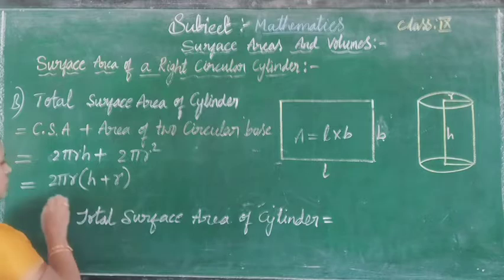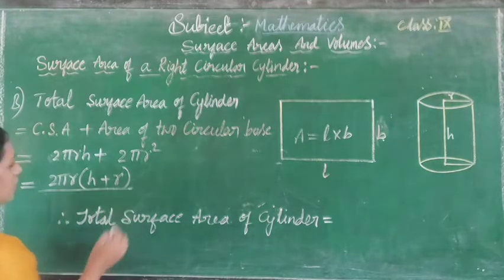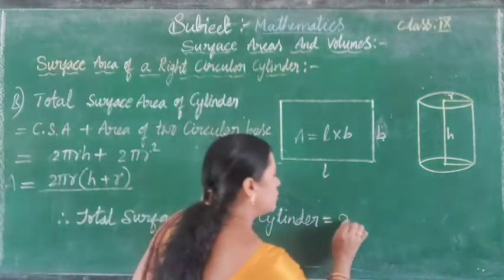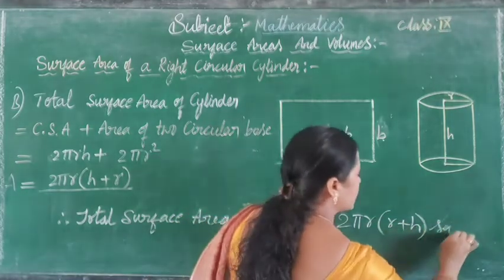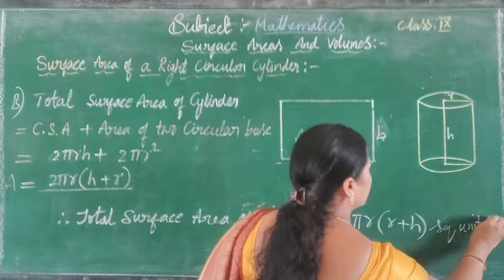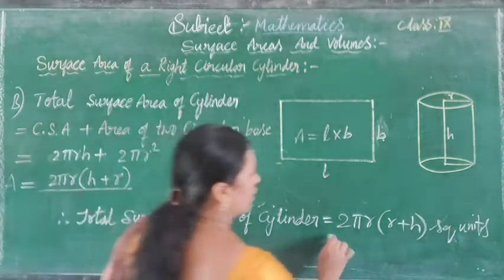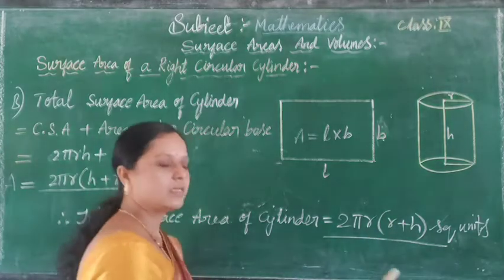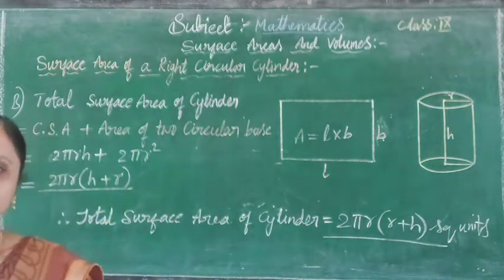Here h is there. So what is the total surface area of the cylinder? The total surface area of the cylinder is 2 pi r into r plus h. Now look at this one. Area is measured in square units, so we write it in square. The area will be represented using the square. So that's why 2 pi r into r plus h. You can write it as h plus r, otherwise you write it as r plus h. So this is the total surface area of the cylinder.